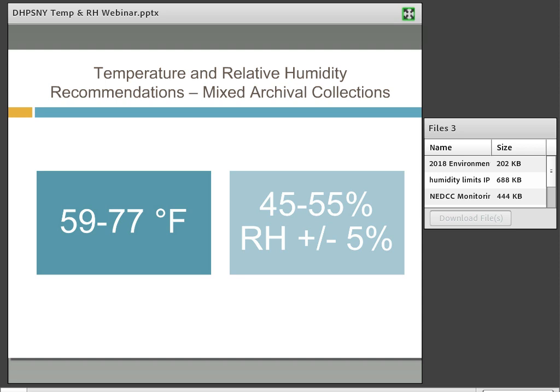But no one has one type of material in their collections. So we generally come to the conclusion that for mixed archival collections, rather than having a specific set point, you have a range that you try to work within, and that's 59 to 77 degrees Fahrenheit and 45 to 55% relative humidity, plus or minus 5%. So these are acceptable parameters for mixed archival collections where materials are generally in good health.